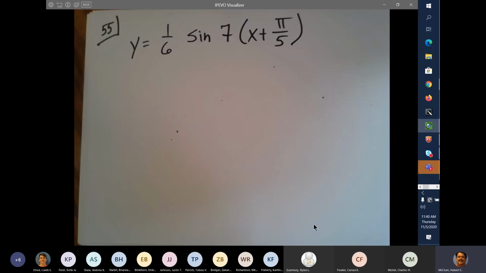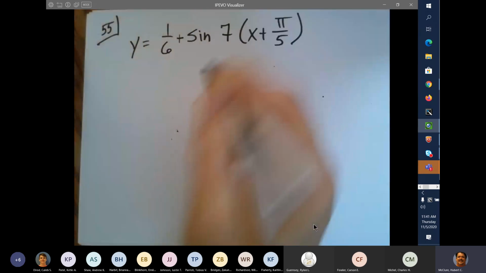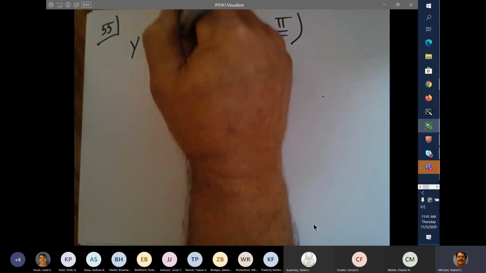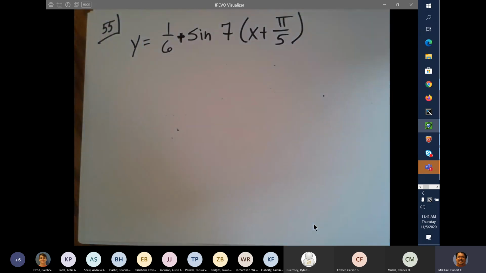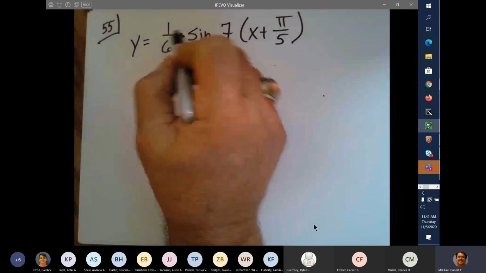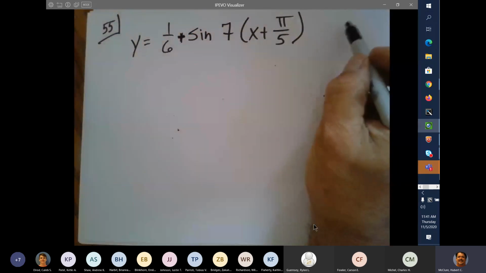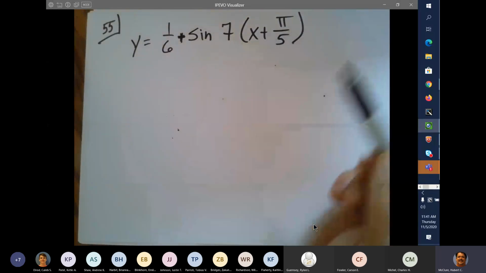I think that's wrong. Oh, I know why. I'm sorry. That 1/6, this is a plus. That's why I didn't write the plus down. The original equation has a plus here, and I forgot to write it. I was thinking, why is that saying the amplitude is 1? Okay, I'm sorry. We need to rewrite this because, since this is plus, this 1/6 needs to be over here, because that is attached to the function.